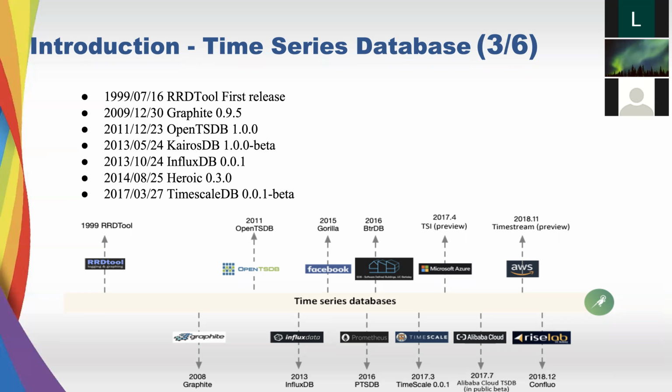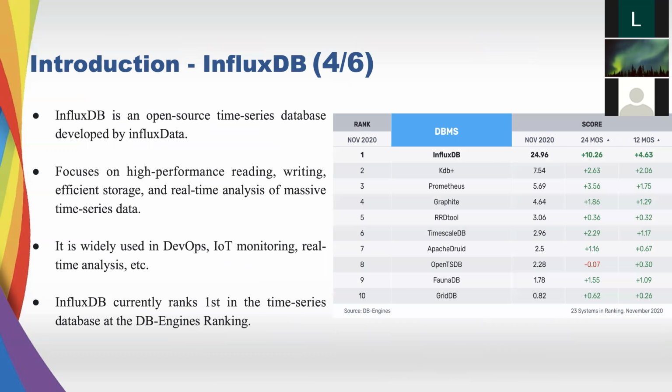And next is called Kairos database. Kairos database is an improved edition of OpenTSDB. And next one is Influx database, which is the one we are going to introduce today. So let's go to the next slide.